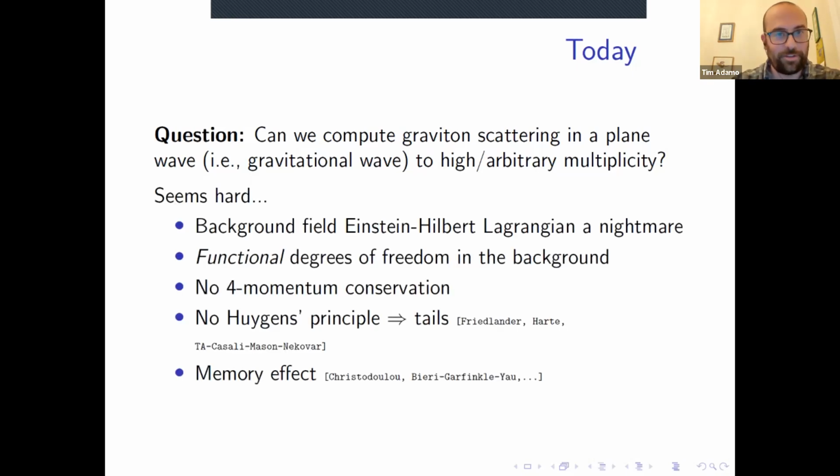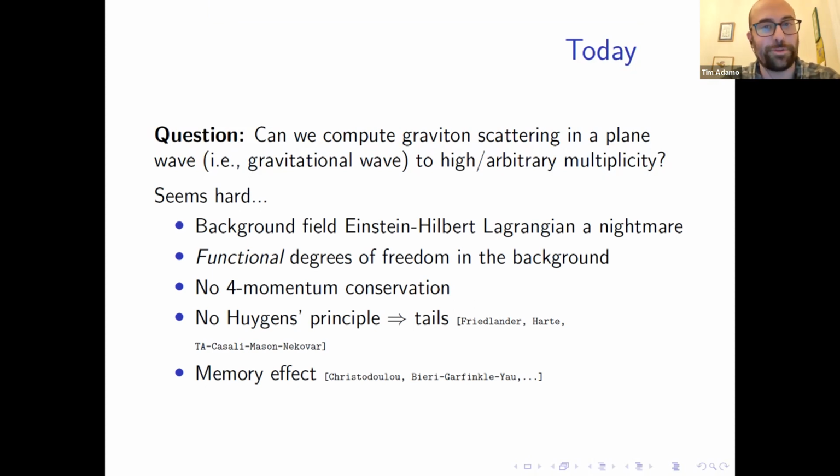And like I've already indicated, from some naive perspective, this seems really hard. I mean, even if you weren't an amplitudes person, you're just thinking about things in terms of the background field Einstein-Hilbert Lagrangian. This is just a monster that you'd never want to compute anything with. But even if you were an amplitudes person and you knew that the Lagrangians were not something you wanted to think about, these backgrounds seem really difficult to work with because they have functional degrees of freedom.